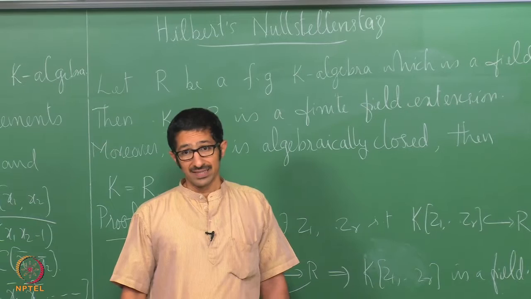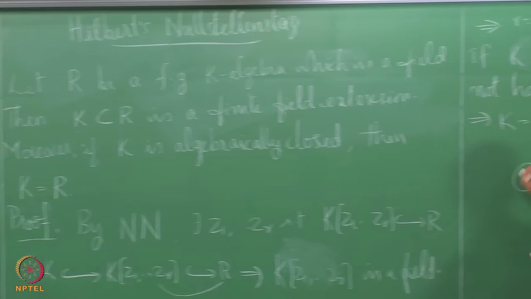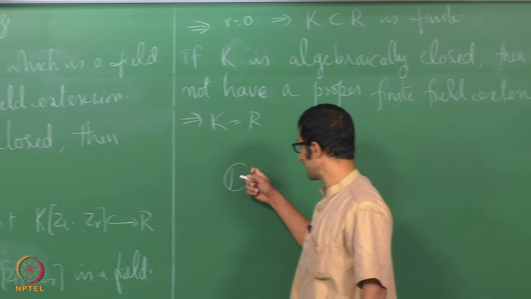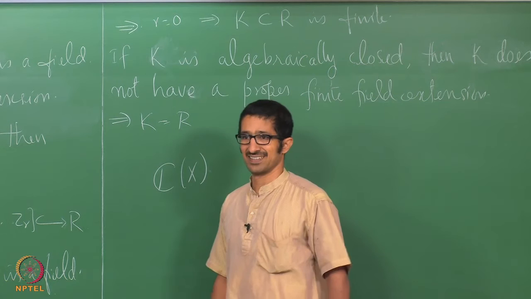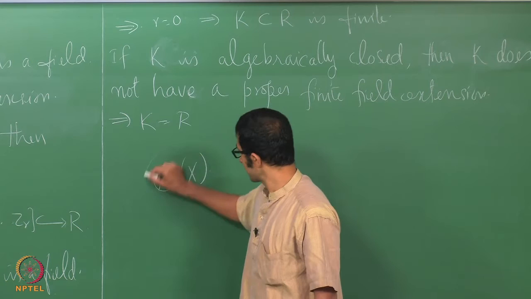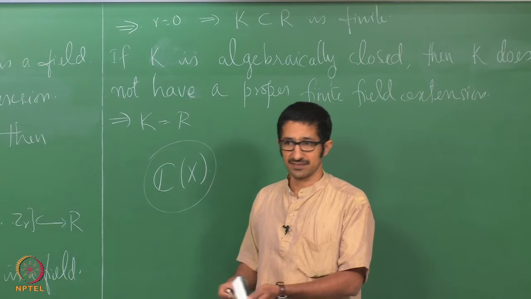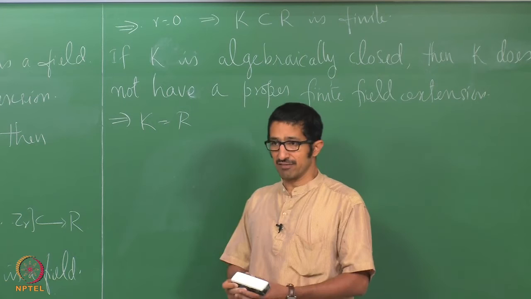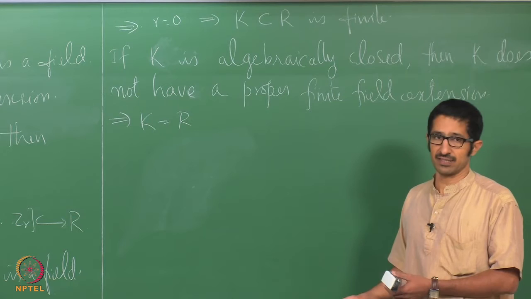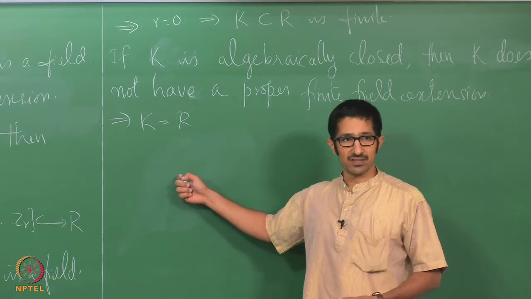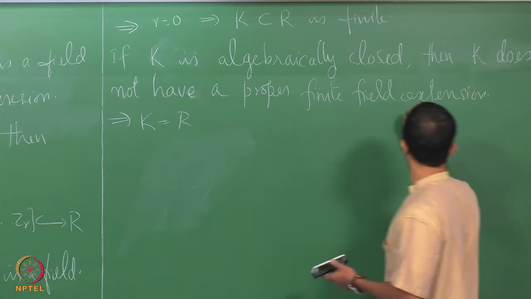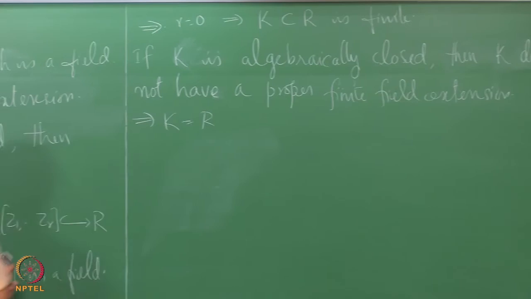For example, the field C is algebraically closed. You cannot have a finite extension of C, but you can still have an extension like this, right? You attach a variable. Finite will imply algebraic. You cannot have any algebraic extension of C, right? In particular, you cannot have a finite extension of C, but this is neither algebraic nor finite. So, similarly, if K is algebraically closed, R has to be equal to K.